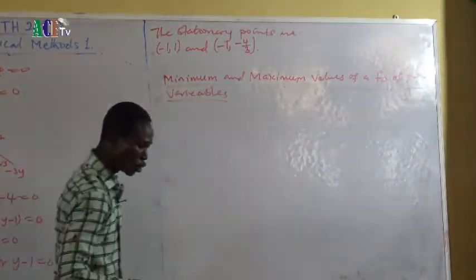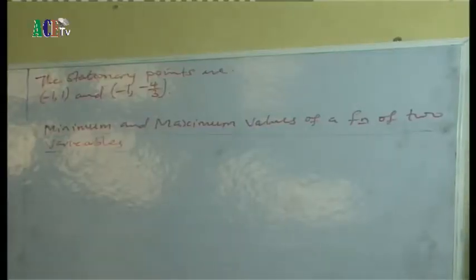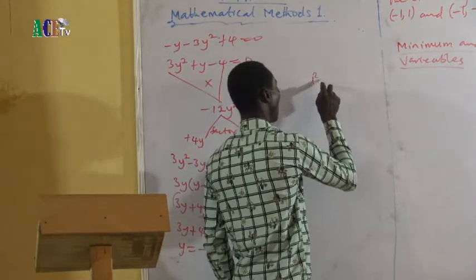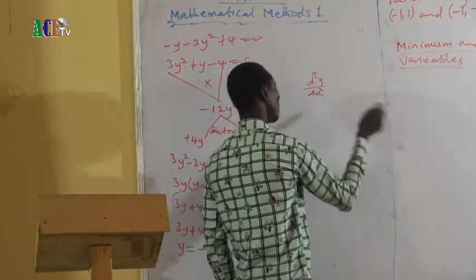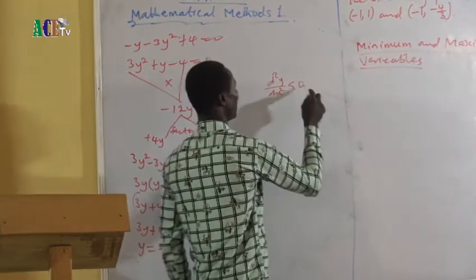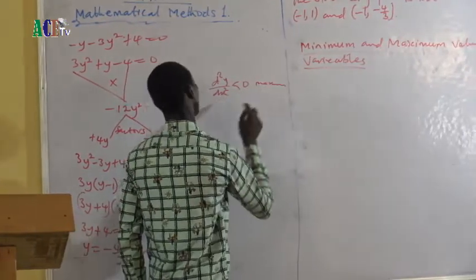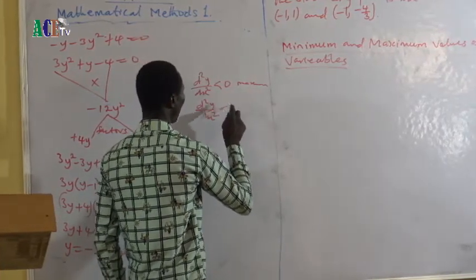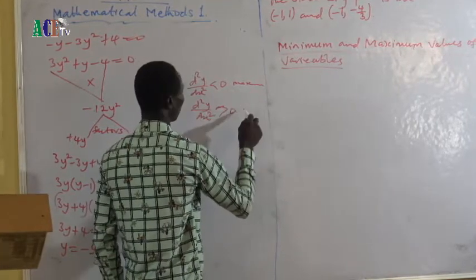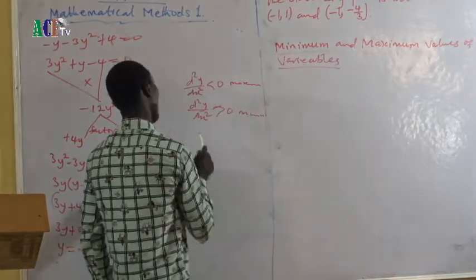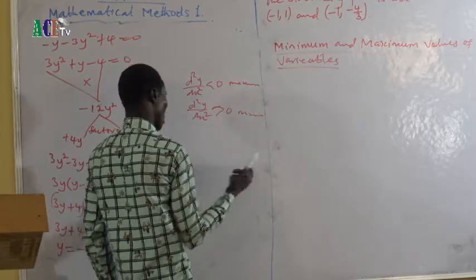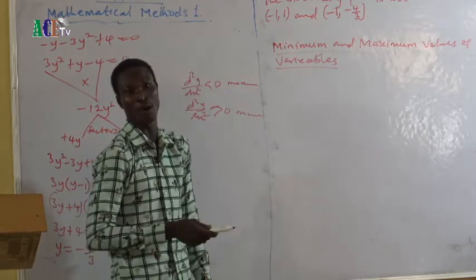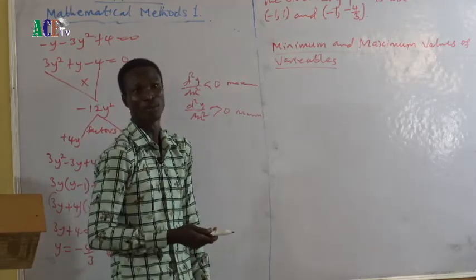Don't forget, when we have a function of one variable, we define that if the second derivative d²y/dx² is less than 0, then it is at a maximum. If d²y/dx² is greater than 0, it is at a minimum. But if this is equal to 0, I don't know what you call that one. Maybe it's neither maximum nor minimum.